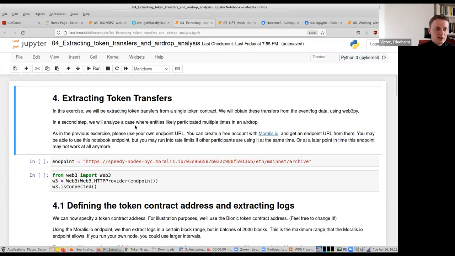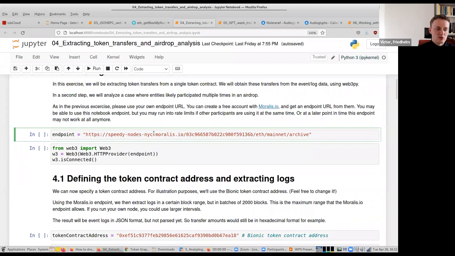So in this exercise, we'll be extracting events, namely transfer events of a single token contract. What we've previously seen was a native currency transaction, but now we want to look at crypto assets that are implemented as smart contracts. And so we'll first extract that data, and then we'll look into some more detail of what that network actually consists of.